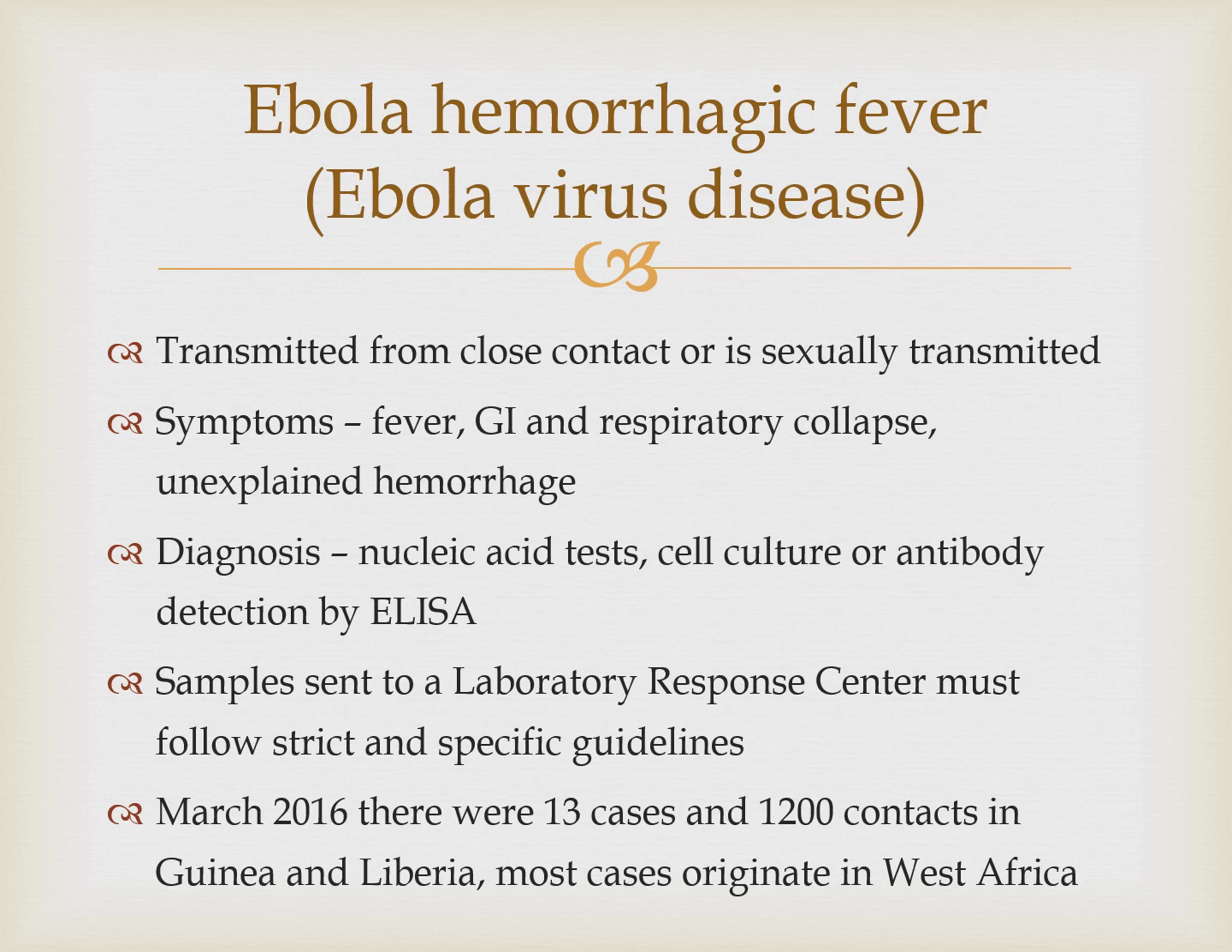In March 2016, you may remember this, there were 13 cases and 1,200 contacts in Guinea and Liberia. Most of those originated from West Africa. There is, unfortunately, no vaccine available for Ebola. One thing that's interesting about Ebola is that usually pandemics and epidemics don't get too far with Ebola because the virus spreads so quickly and people die so quickly that they don't have enough time to spread it around.